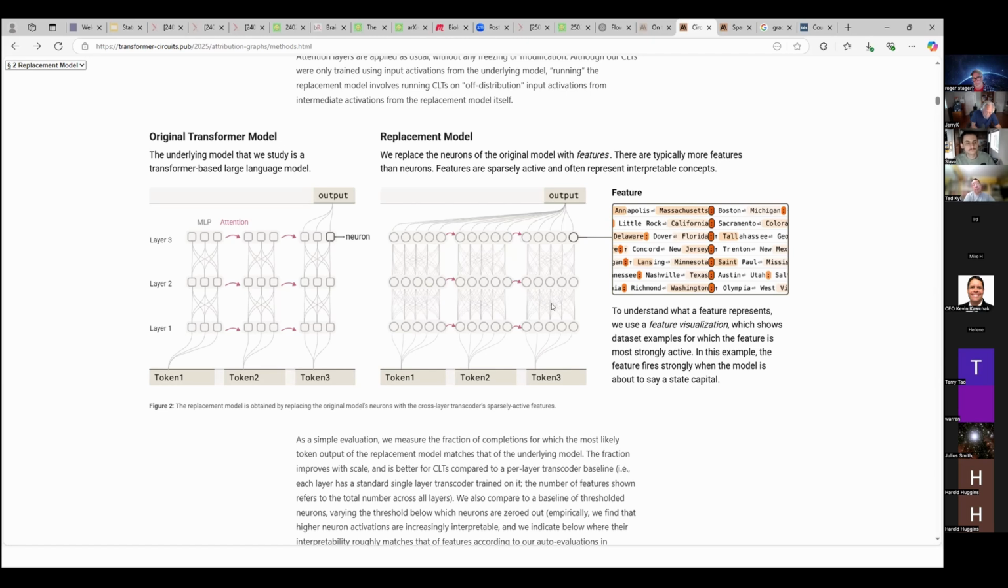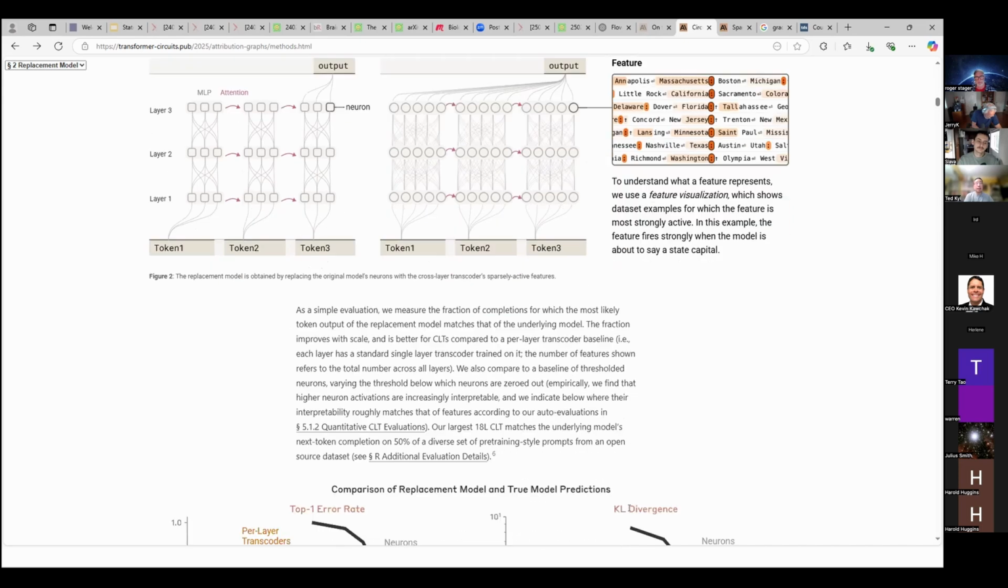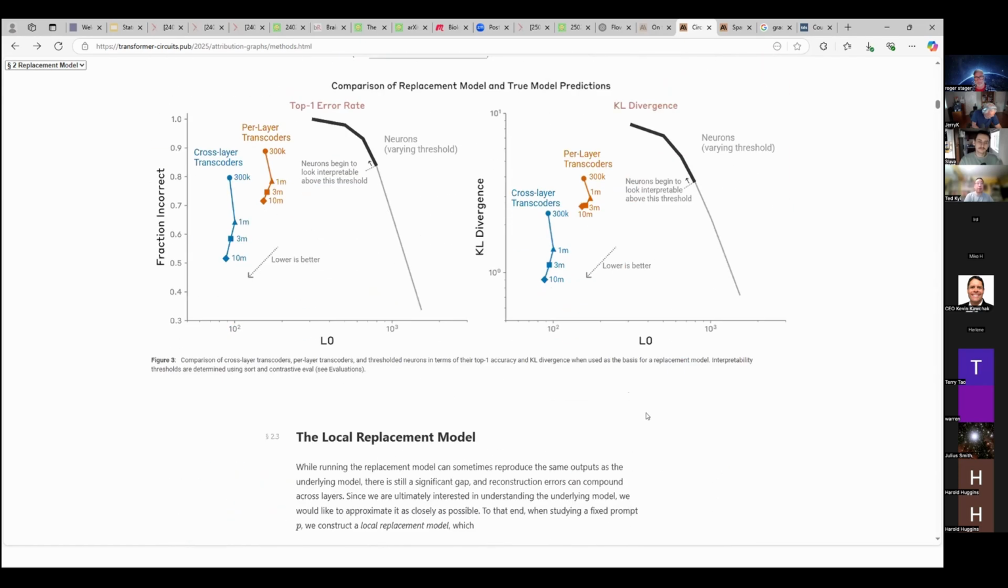And I'm imagining some researcher said, let's now see if we can interpret everything that's going on in this LLM using this replacement model. And sadly, it was still way too complicated and they couldn't figure out what was going on. So they then took it a step further. Here's some of their stuff where they're like, hey, our CLTs work better than the per-layer transcoders and some stuff like that.